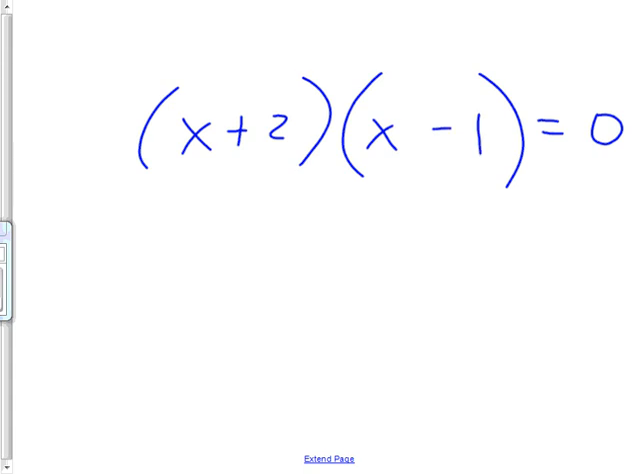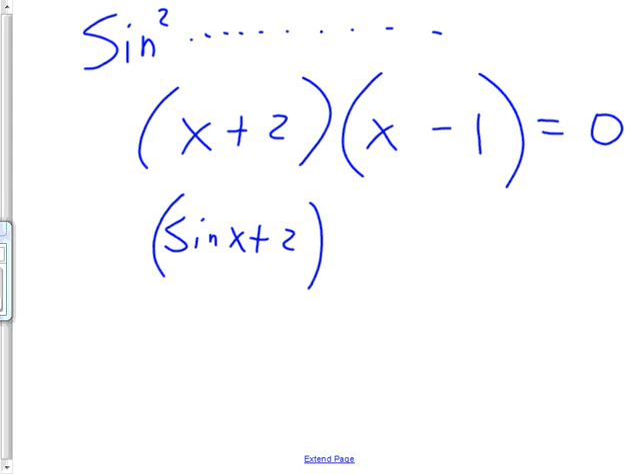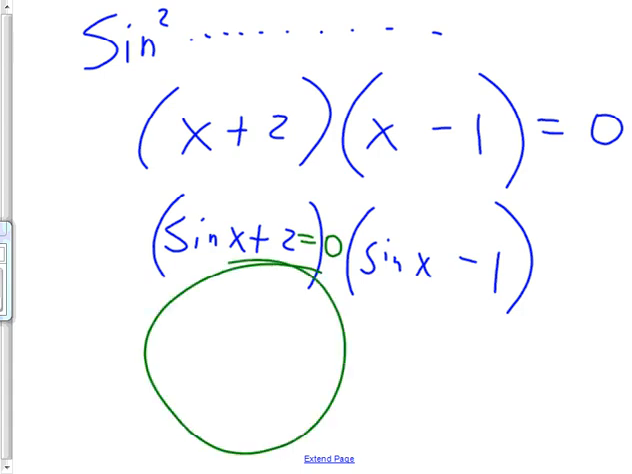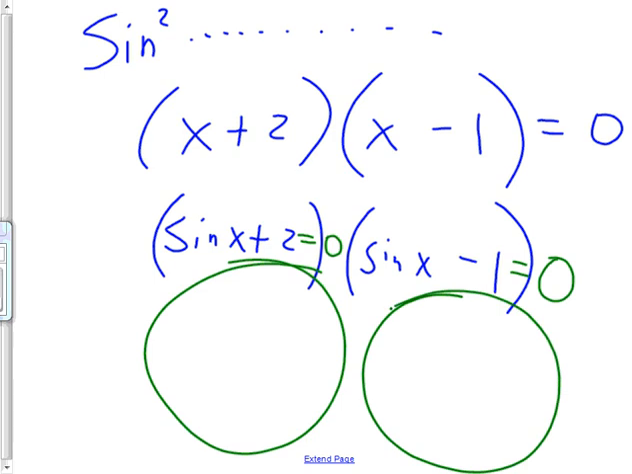And let's say the thing started out as sine squared blah blah blah, and I had substituted in an x for a sine. Then I could substitute it back in and say sine of x plus 2 and sine of x minus 1. And what do these mean? This means equals 0, and it's got its own two answers. And this has equals 0, and it's got its own two answers, unless either one of them is impossible.